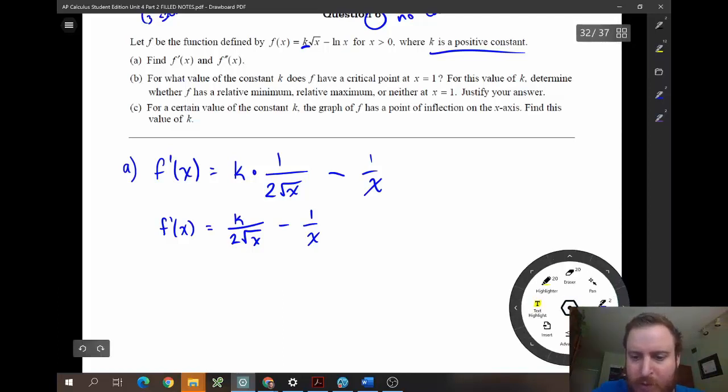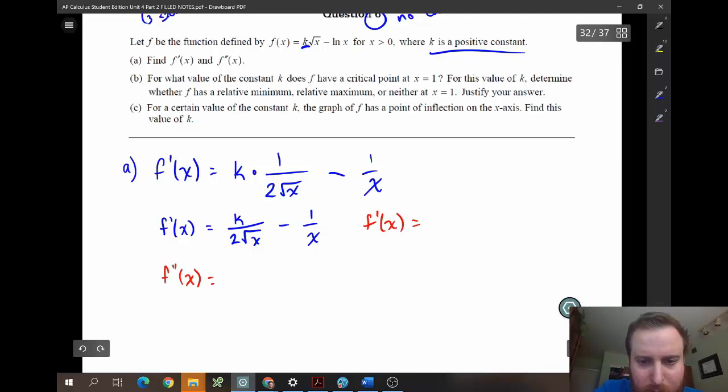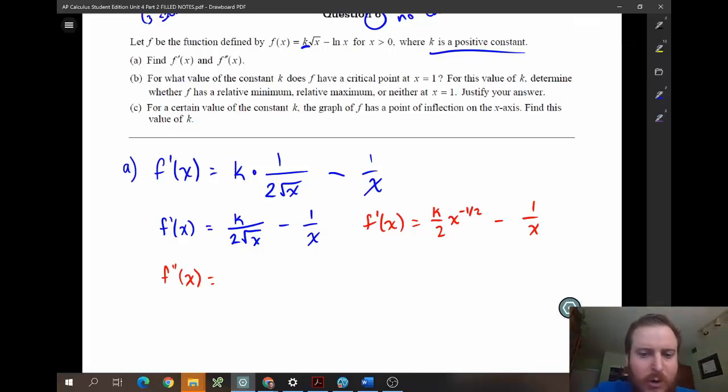Okay, and then for the second derivative, we're going to take the derivative of that. So f double prime of x would be the derivative of this guy. Now, in order to take this derivative, because we're doing this by hand, I am going to rewrite my first derivative as k over 2, since that is a constant, times x to the negative 1/2 minus 1 over x. If you want to write it minus x to the negative first, you can as well. But I'm going to use that reverse power rule. I did change the square root to be to the 1/2 power and move it to x to the negative half because that's going to help me take the derivative easier.